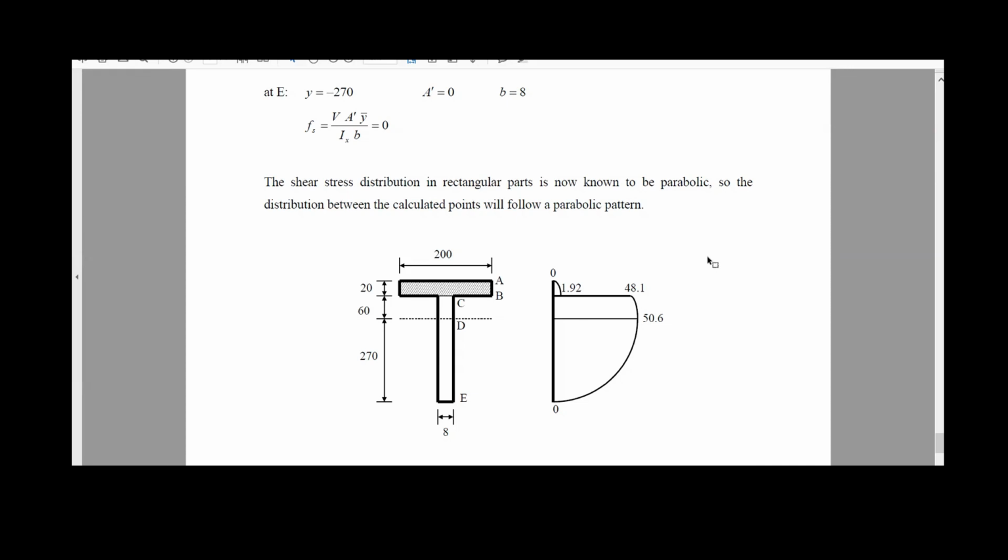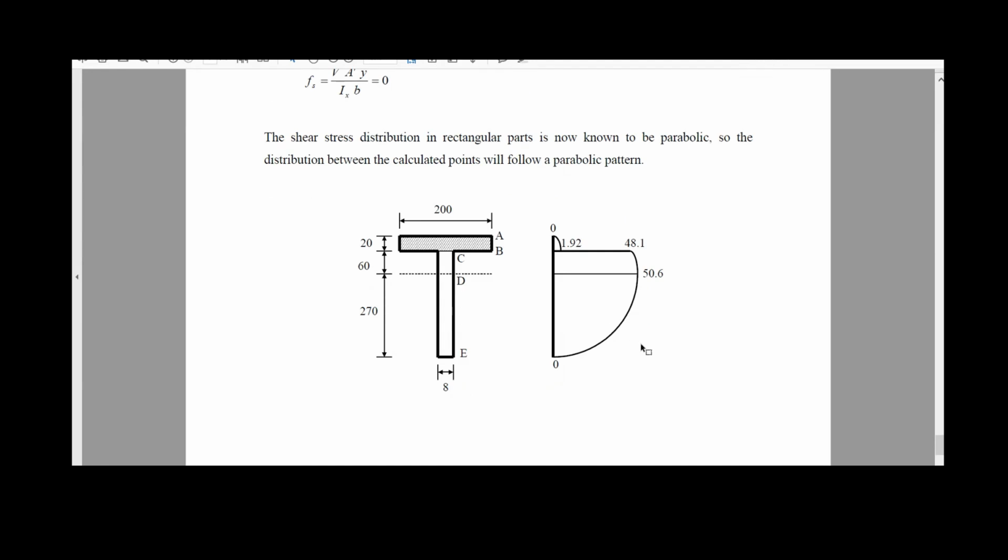What else? Okay, this is the most important thing about this exercise, because the shape of the distribution for the shear stresses on the T section is a little bit different to the previous ones. So, for example, these are the resumed results in this diagram. So you have 192 for the point B. We calculated 0 for A, 48.1 for the point B, and 50.6 for the point D.